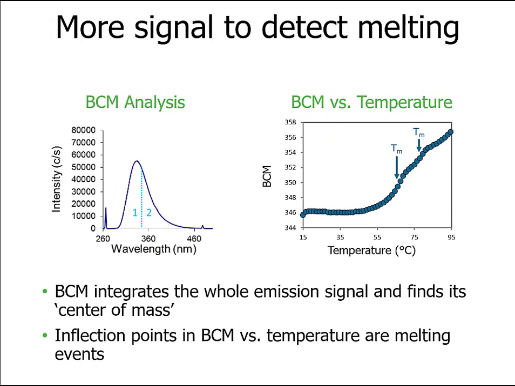The analysis method we recommend reports the barycentric mean, or BCM, shown on the left. This is the wavelength that evenly divides the area under the curve, as a kind of spectral center of mass. We found that this analysis method is the least susceptible to noise since it integrates a large range of the fluorescence spectrum. Analysis of a protein's fluorescence shows unfolding and identifies the inflection points as melting temperatures.